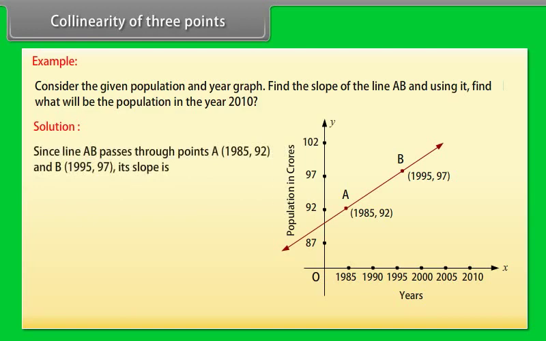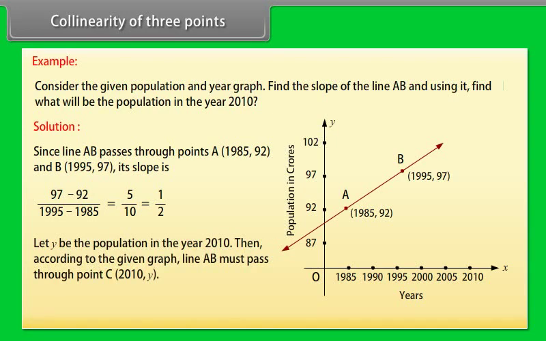Solution. Since line AB passes through points A (1985, 92) and B (1995, 97), its slope is (97 minus 92) divided by (1995 minus 1985), which is equal to 5/10, which is equal to 1/2. Let Y be the population in the year 2010. Then according to the given graph, line AB must pass through the point C (2010, Y). Therefore, slope of AB is equal to slope of BC.